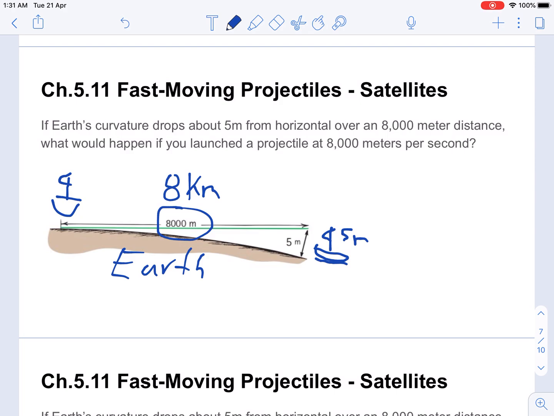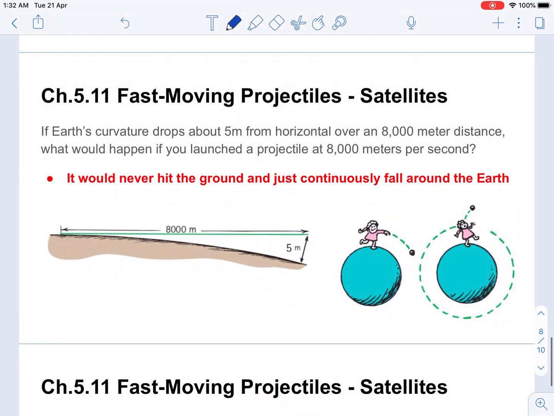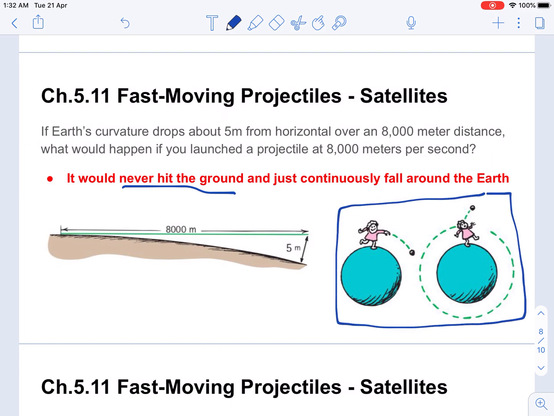But with that in mind, again, we only have 1 second to travel the 5 meters downward, but what if we were able to throw something that would also travel horizontally 8 kilometers in 1 second? That's the question I ask here. And the answer is, if you were able to do that, then your projectile would never hit the ground, because the ground would be constantly slanting away as your projectile was also falling back towards the Earth. This is sort of a silly picture, but you end up with something achieving orbit. It would just constantly circle around the planet.